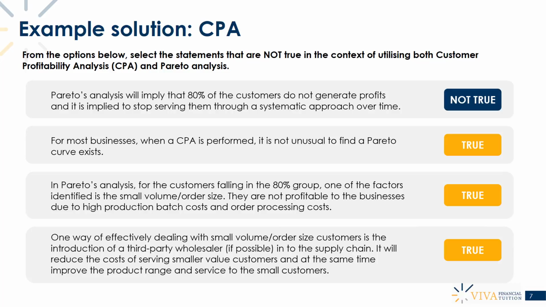And the final statement is also true. One beneficial thing for us as a business is that instead of serving these small customers, we could still produce in big batches and process large orders, but we do that for a wholesaler, an intermediary between us and these small customers, as opposed to dealing directly with them. So we could still produce in big batches, place a single order with our suppliers to produce a large number of products, and therefore it would allow us to make some efficiency savings.